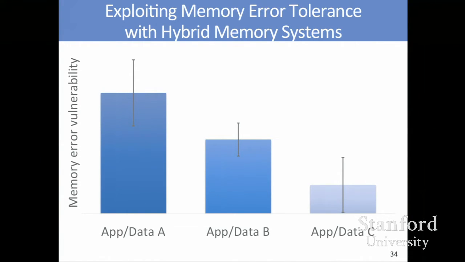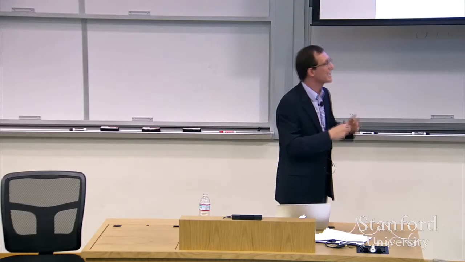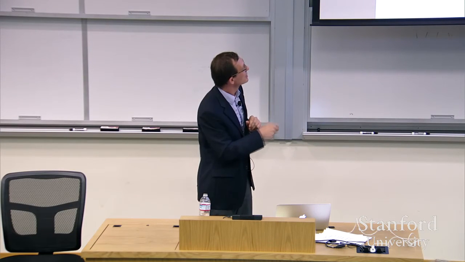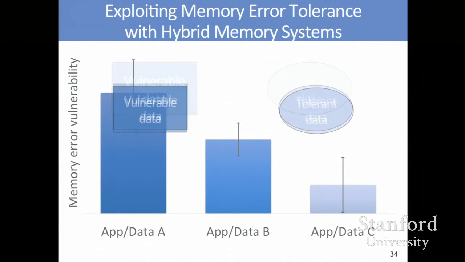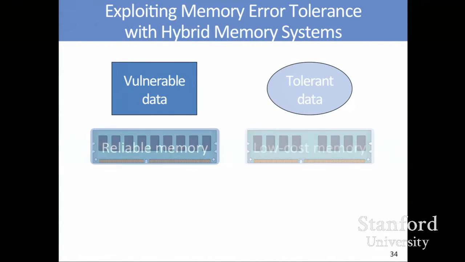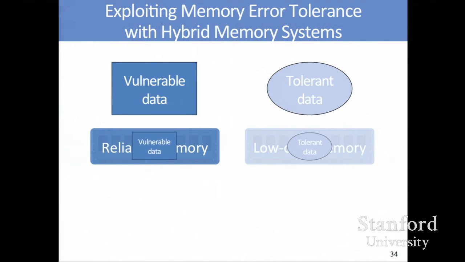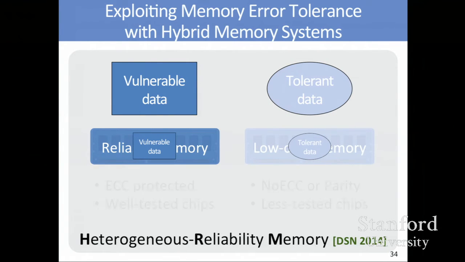Maybe you change a pointer in your program, or in the index of the database, and that actually crashes the entire system. So if you can somehow classify your data as vulnerable and tolerant, you can perhaps take advantage of this at the memory level, and design reliable versus low-cost memories. Maybe you don't care about the row hammer faults as much over here. And you can actually take advantage of this.